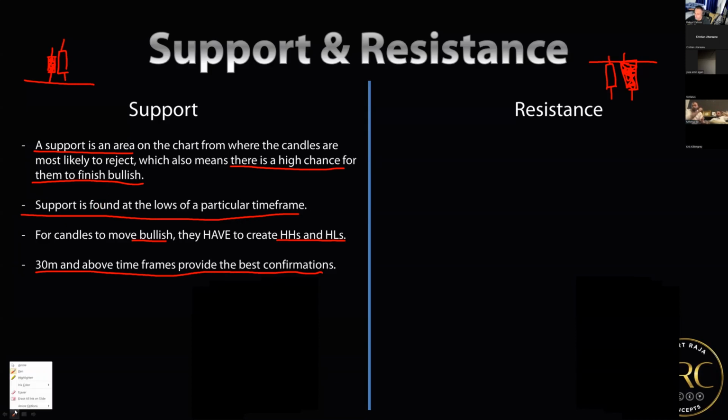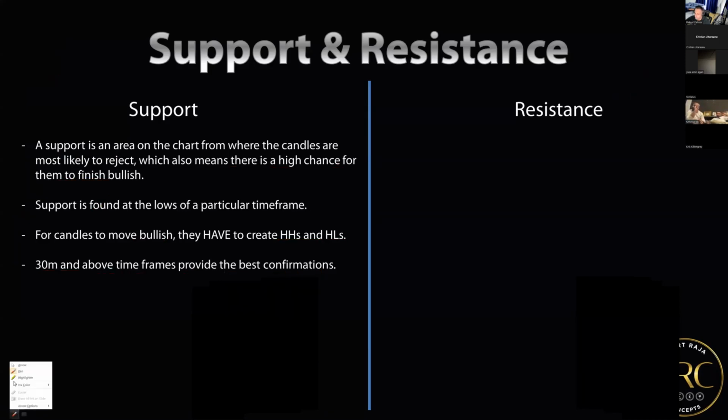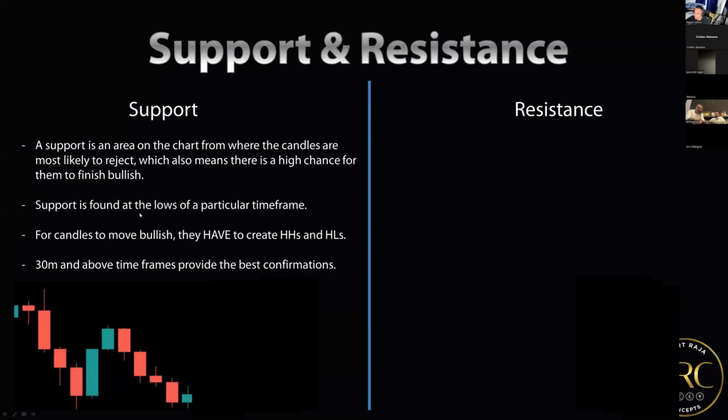Very, very simple concept for support. So let's say price comes down, and this is a support, and you have a bearish candle, and you have a bullish candle right over here. Now you're saying, okay, where can the next candle go? Maybe it can go down, maybe it can go up. You wait, next candle goes up.